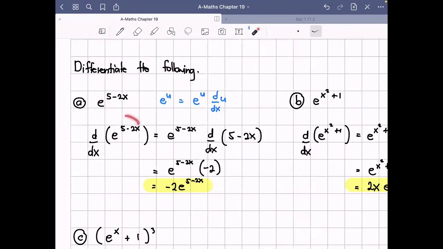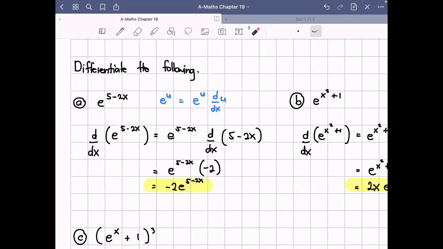So deriving this, you need to write the question again, e raised to u. And then you need to derive your exponent, your expression here, which is this one. Simplifying this, answering this gives me a -2. Everyone knows that, -2. And then simplifying, my final answer is -2 e raised to 5 minus 2x.